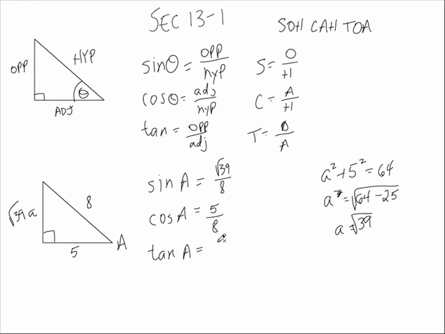All right, what about the tangent? What's the tangent? Opposite over adjacent. So the opposite is square root of 39, and the adjacent is 5. And that's all you got to do. Pretty simple, isn't it? Okay.